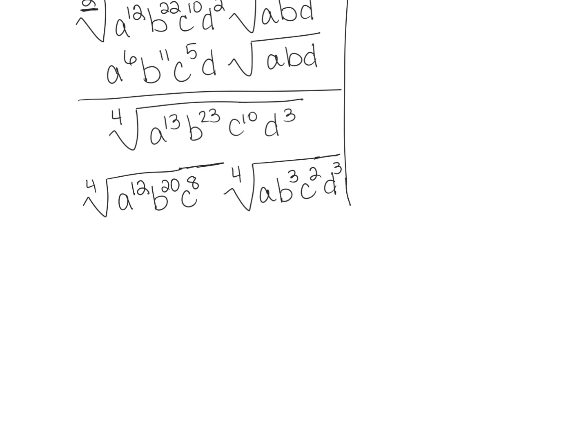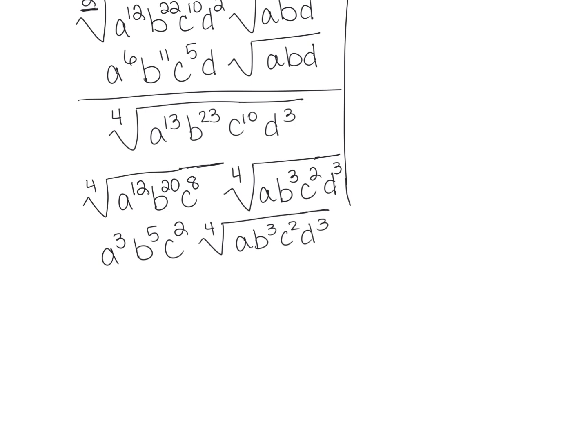So again, all you have to do from here is take your variable exponent and divide it by the index. So this is 12 divided by 4 is 3, 20 divided by 4 is 5, and 8 divided by 4 is 2. And then these are my leftovers, so I have the 4th root of a b cubed, c squared, d to the 3rd. These take a minute to get used to.